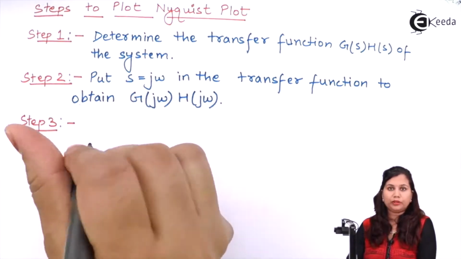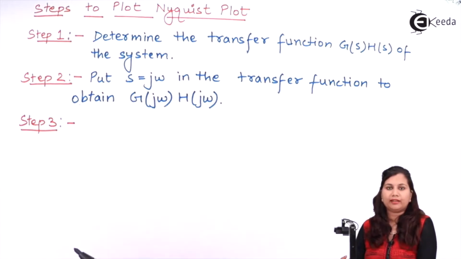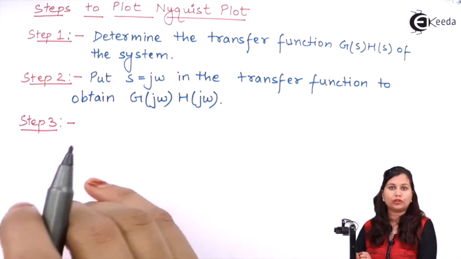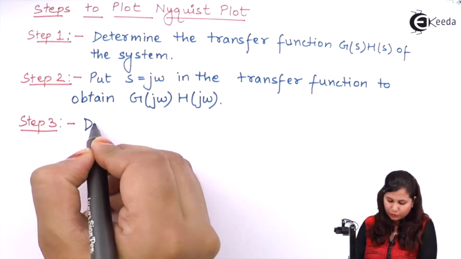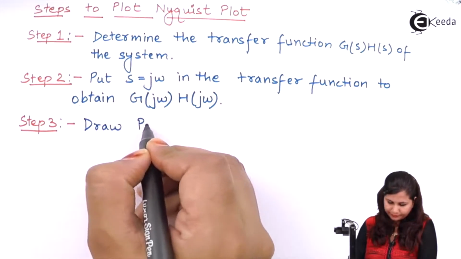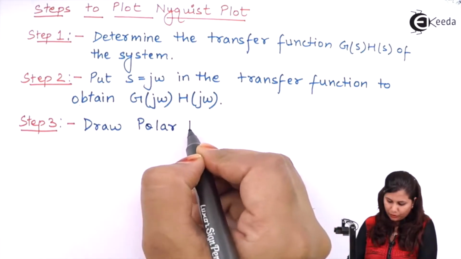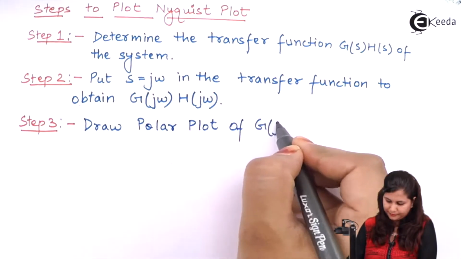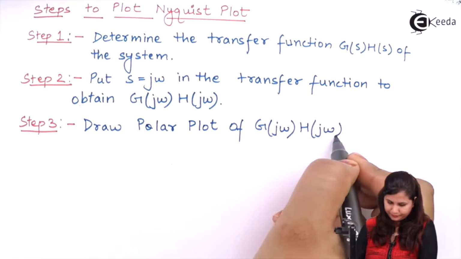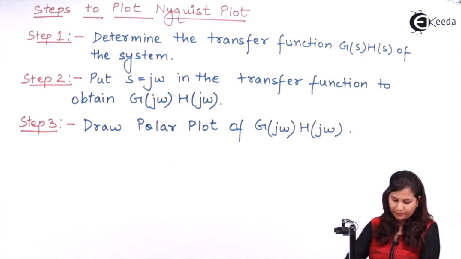How to draw the polar plot? We have already studied in our earlier videos how we can draw the polar plot of a system. So the third step is to draw the polar plot of G(j omega) H(j omega). Okay. Now step number 4.